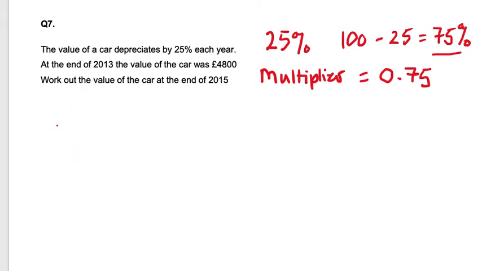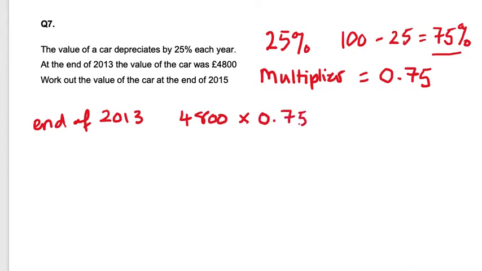Now I'm going to do this step by step. I'm not going to use the formula per se. I'm going to do it step by step. So at the end of 2013, the car started at the beginning at 4,800 and it depreciated to 75% of what it was. So we multiply that by 0.75. Put that into the calculator. Oh no, at the end of 2013, actually it was 4,800. That's what it says. I've just checked my answer. So this is at the end of 2013. The value of the car was 4,800.